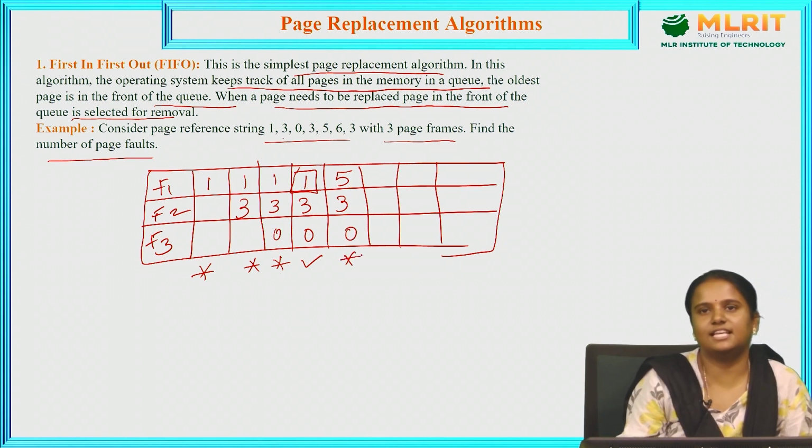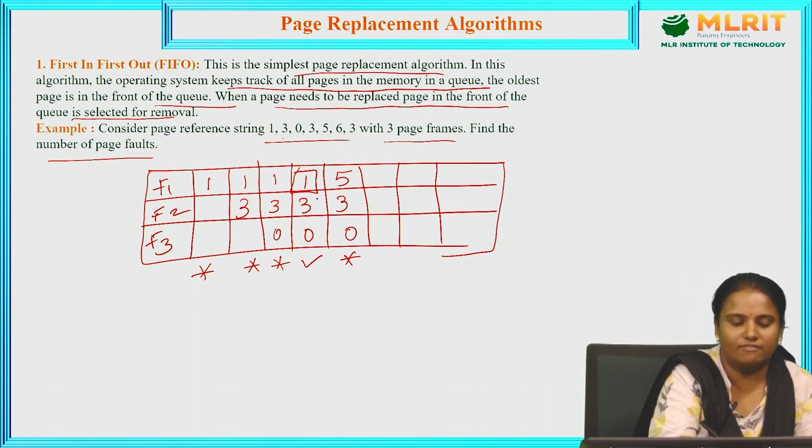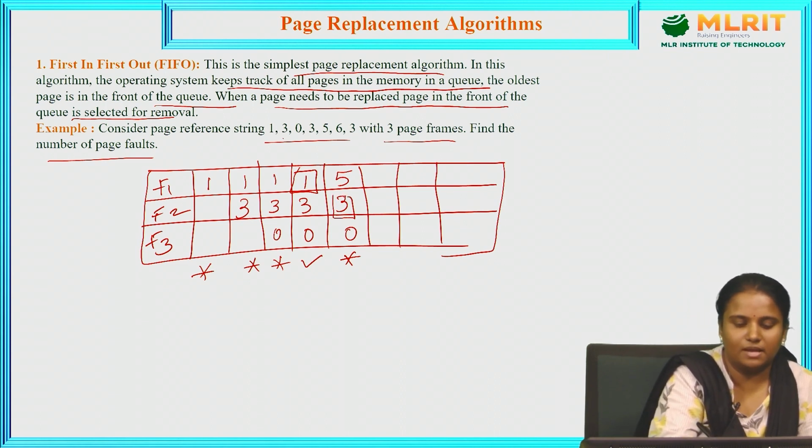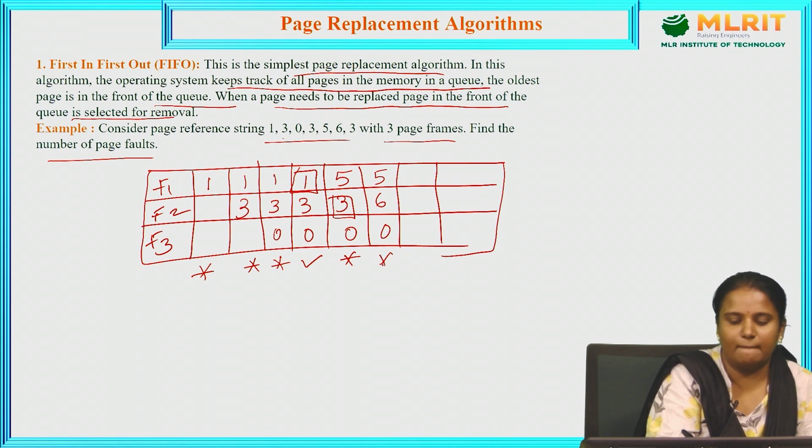Next 6 is not present. So which page do I have to remove? The next page should be 3. Why? Because 3 entered next. So 3 should be removed. So 5 6 0. This is also a page fault.